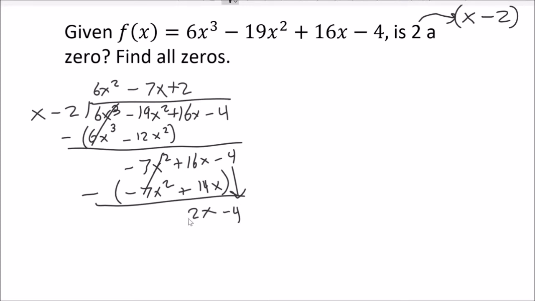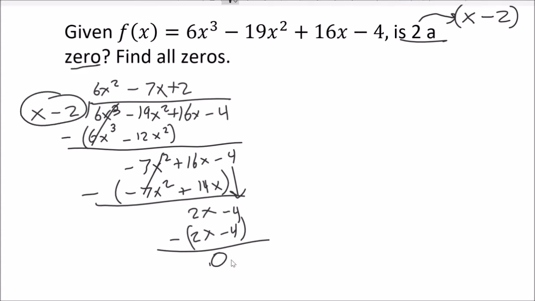So then you get 2x minus 4. Hey, look at that. We end up with something minus itself. So that's 0. What does it mean? Let's go back to the question. Is 2 a factor, or is 2 a 0? Yes, because the factor that comes from it divided evenly with no remainder. So yeah, it absolutely is.